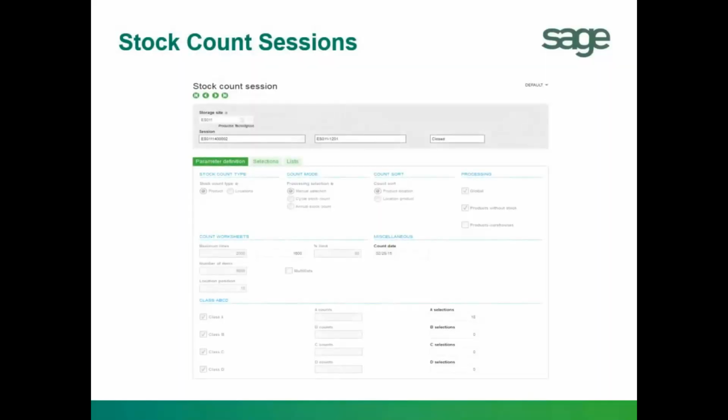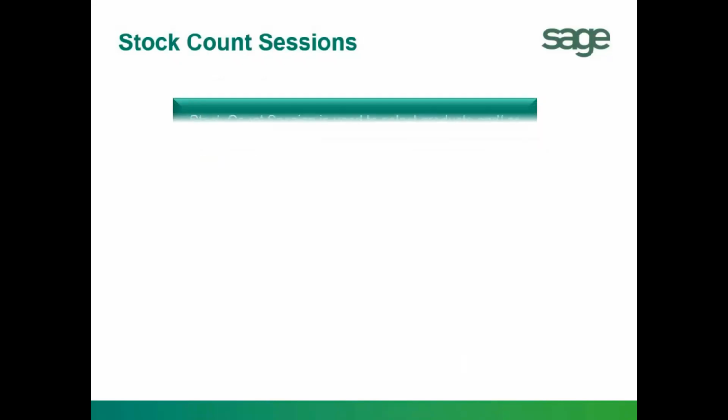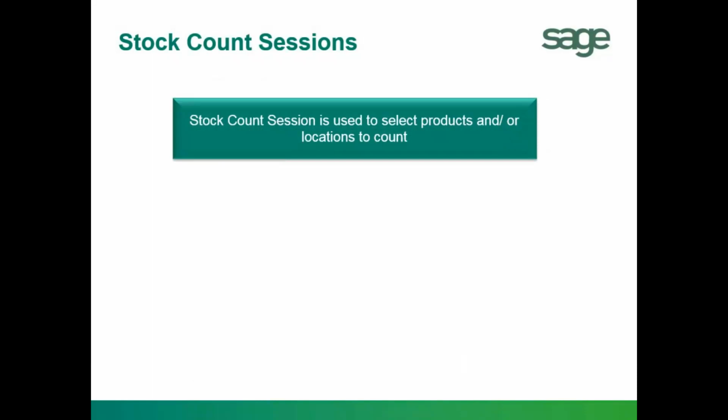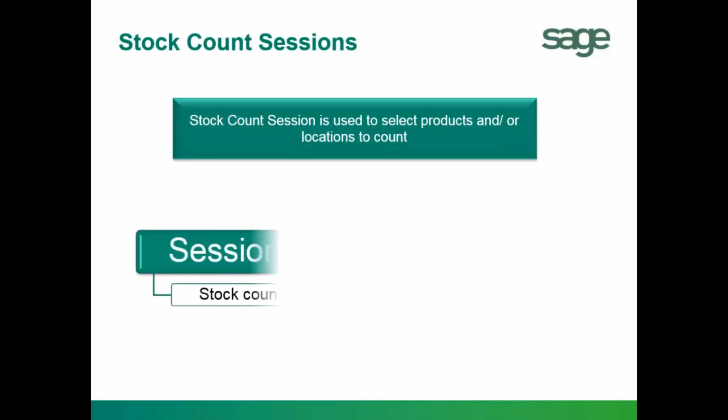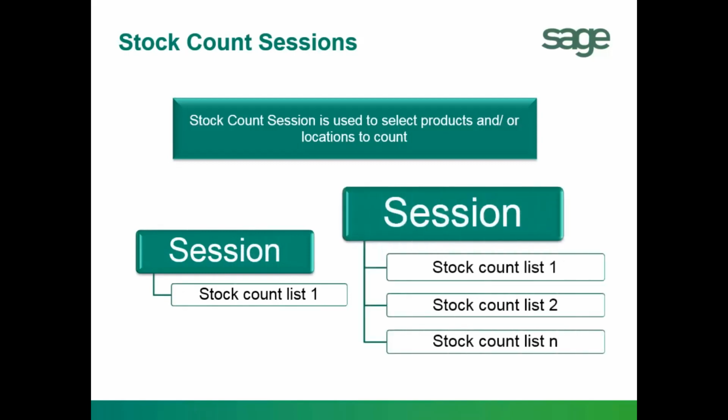In this topic, you will learn how to generate stock count sessions. Now to begin, a stock count session is used to select the products and/or locations to count, and to simultaneously generate several stock count lists for a given request. The purpose is to allow you to divide the work between different stock controllers carrying out the count.